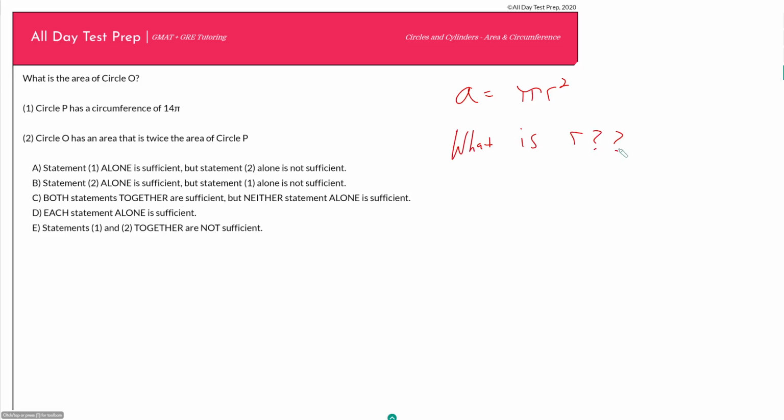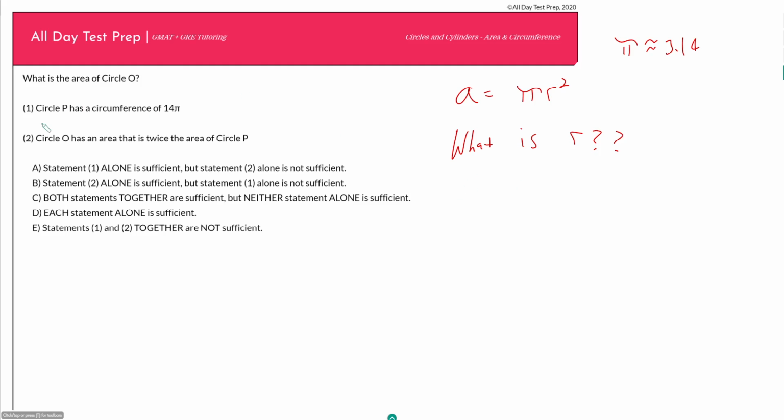Sometimes I have seen people make this mistake where they think that pi is a variable, and so they think that they need to find both pi and r here. Do not make that mistake. Pi is not a variable. Pi is a number. It is approximately equal to 3.14. So don't confuse it with a variable. You will not be able to then translate your geometry data sufficiency questions.